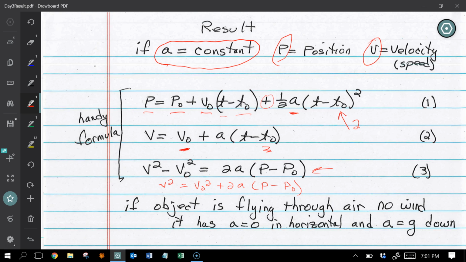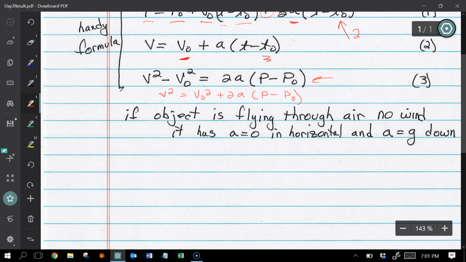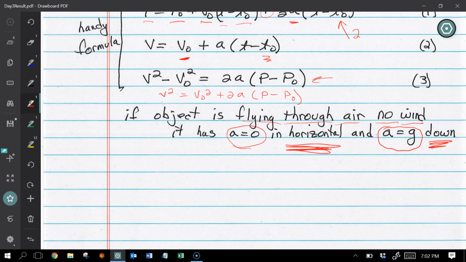Okay, the other conclusion is, what do you know about things that are in free fall? So here you go. If an object is flying through the air, right? If you throw it or whatever, and there's no wind, then it has an acceleration of 0 in the horizontal direction because nothing is trying to speed it up or slow it down. And it will have an acceleration of g downward towards the earth. So whenever it's flying through the air and nothing is touching it, that's the case of the accelerations. So you're going to use that in solving some of the problems.